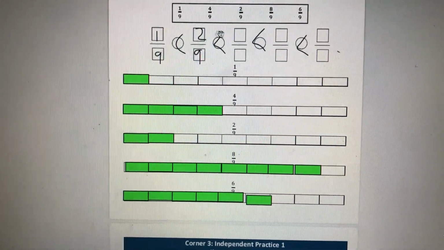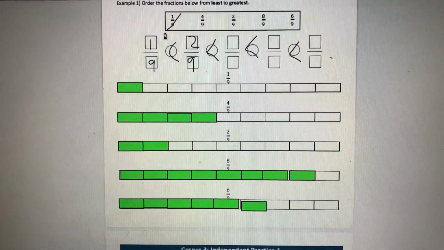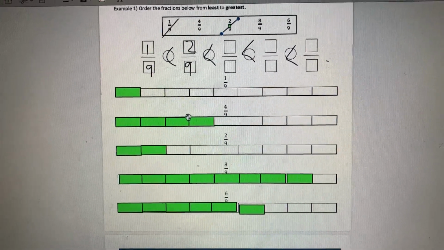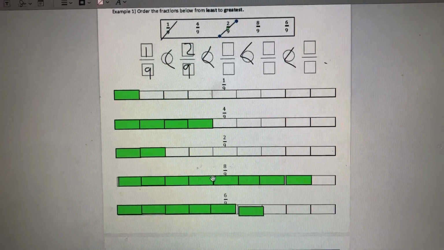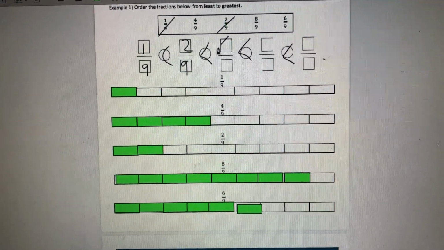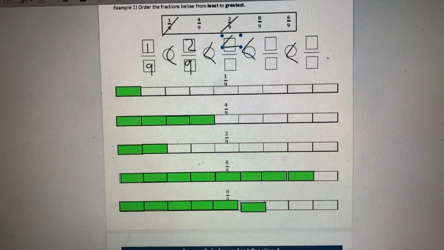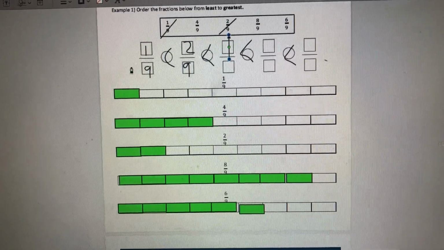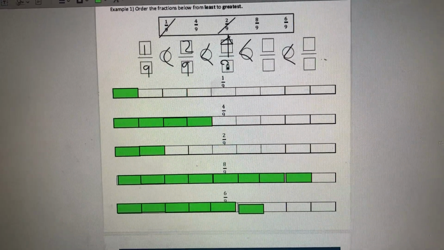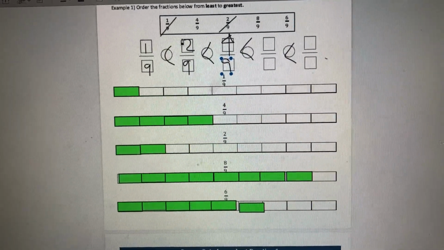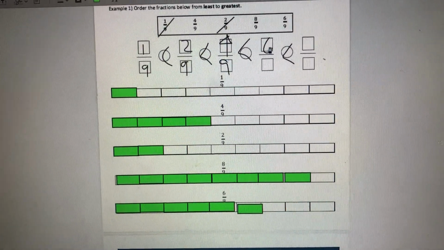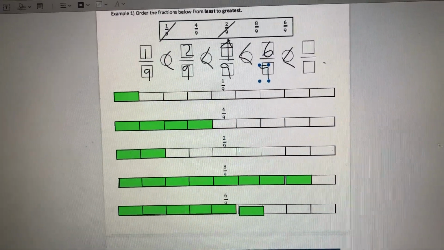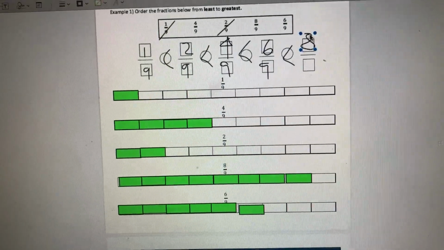Now, since I have 1/9 already done and 2/9 already done, I only have 3 more fractions to put in. My next smallest fraction, if I look at the amount of space these fractions have taken, is 4/9. And then I have 6/9. And then 8/9.